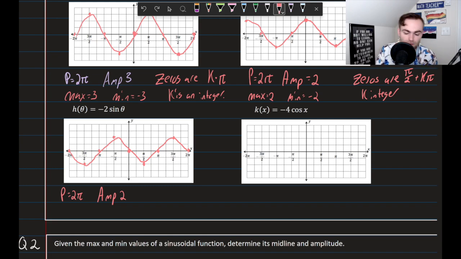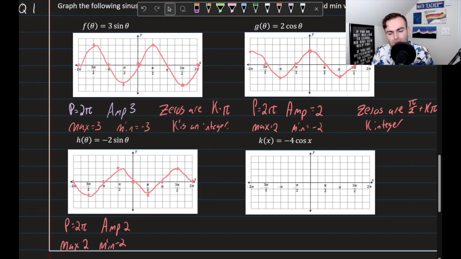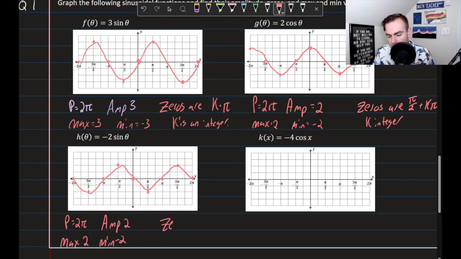Max and min values are also easy to see. We have a max of 2 and a min of -2. So those are the same, even though the amplitude or the coefficient is negative. The zeros are also the same as the zeros for this sine. The zeros are k times pi, where k is an integer.